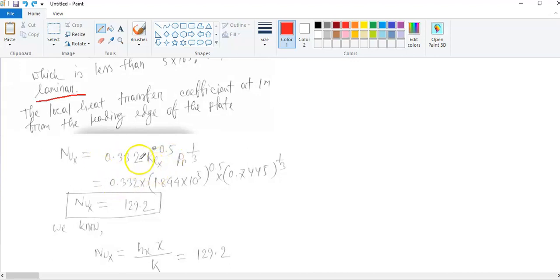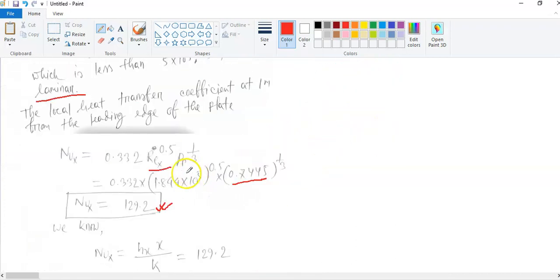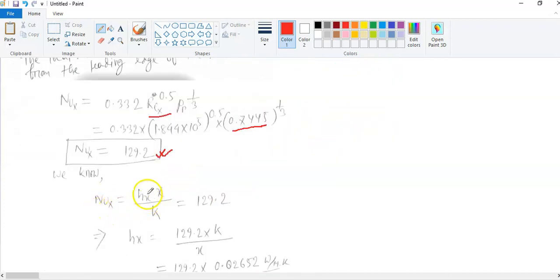So now you substitute the values. The Reynolds number is 1.884 into 10 to the power 5, and we took the Prandtl number from the table. So we got the Nusselt number as 129.2. This is the Nusselt number value. And now from the definition we know Nusselt number equals h_x L over k. So substitute: Nusselt number equals h_x times L. Instead of L we said x, so it's the same thing, x and L, it doesn't matter. So you can say this is L as well. Over the thermal conductivity it is equal to 129.2.